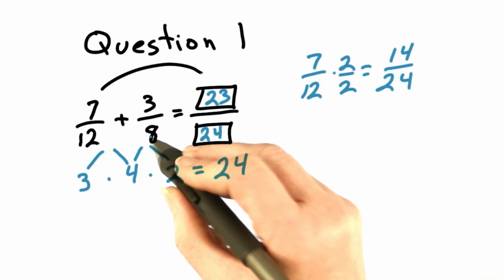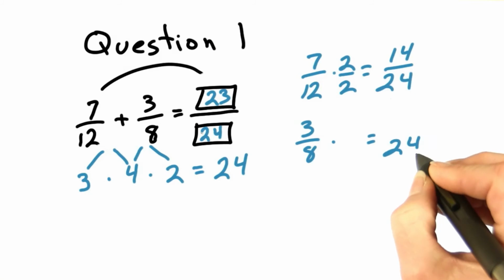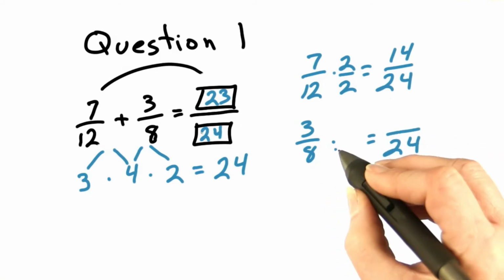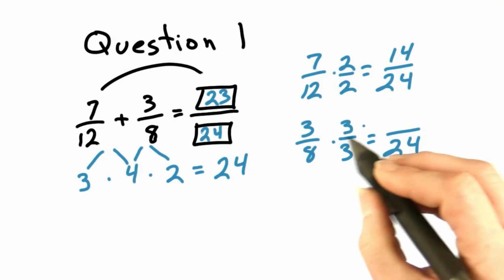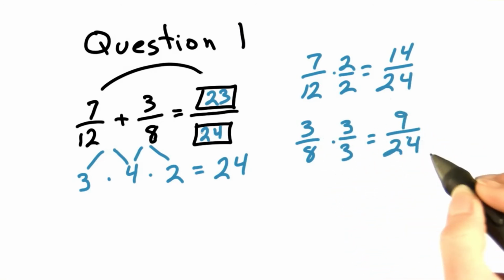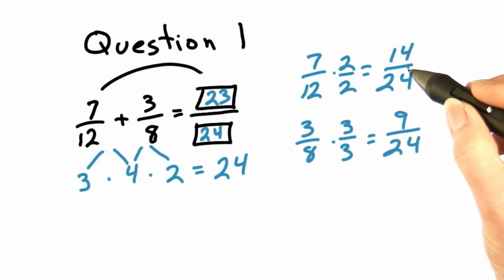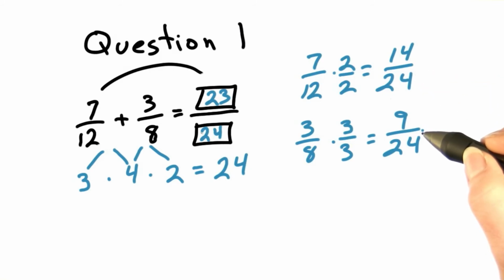Now let's convert 3/8. We want 24 as the denominator. 8 times 3 is 24. 3 times 3 is 9. Now I have an equivalent fraction for 7/12, and I have an equivalent fraction for 3/8.